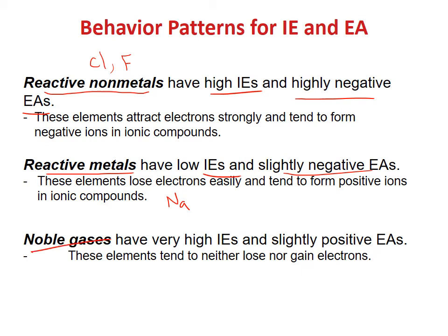Now, noble gases such as argon and helium tend to neither lose nor gain electrons, and therefore they have very high ionization energy, so they don't lose electrons. And they have even positive electron affinity, so they don't attract electrons.